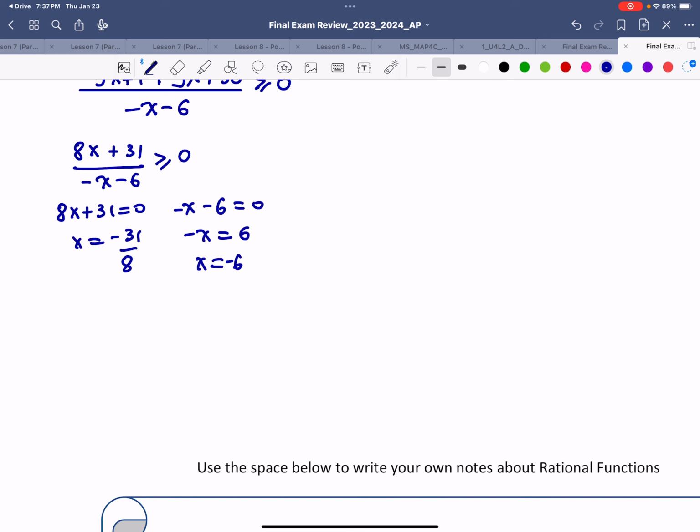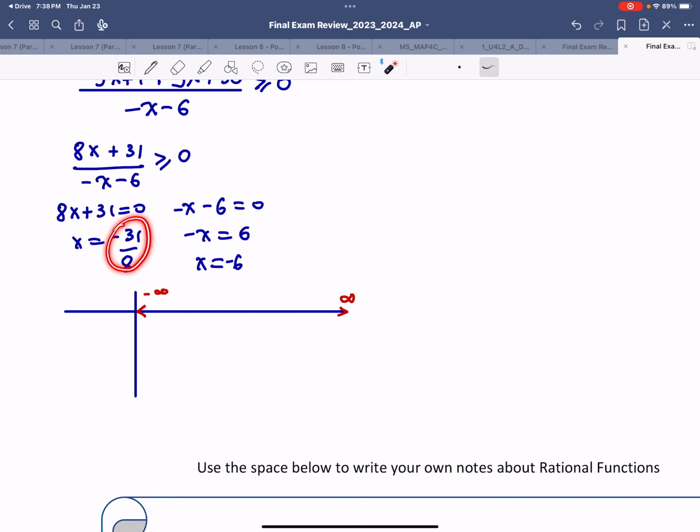So remember that what we want is that the sign of this entire expression be positive. In order to analyze the sign of the entire expression, we're going to have to look at the sign of the numerator and the sign of the denominator. So for this, we build the number line from negative to positive infinity, and we place these zeros on the number line, not to scale. Negative 31 over 8 is less than negative 6. So negative 6 will sit here first, and negative 31 over 8 here.